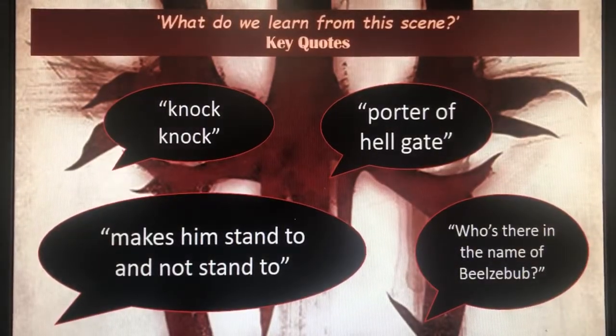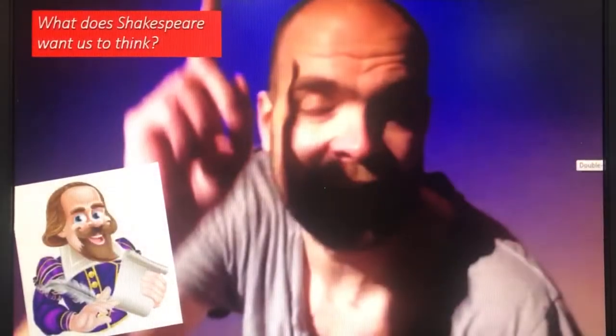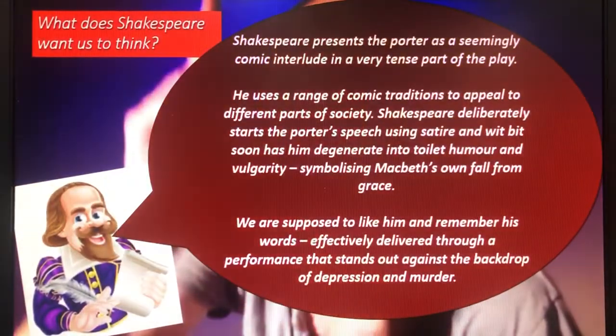What do we learn from this scene? Some key quotes then for you to jot down and brainstorm. And what does Shakespeare want us to think? Well, Shakespeare presents the porter as a seemingly comic interlude in a very tense part of the play. He uses a range of comic traditions to appeal to different parts of society. Shakespeare deliberately starts the porter's speech using satire and wit, but soon he has him degenerate to toilet humour and vulgarity, symbolising Macbeth's own fall from grace. We are supposed to like the porter and remember his words, effectively delivered through a performance that stands out against the backdrop of depression and murder.